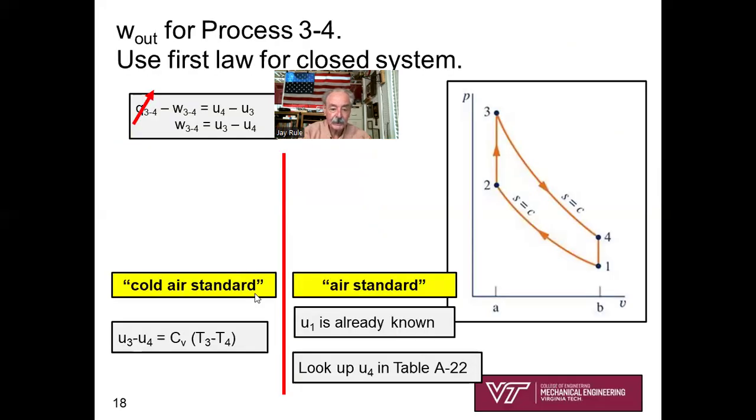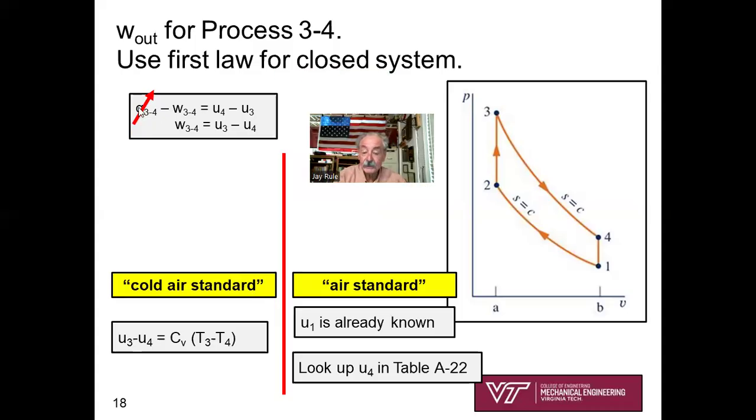Okay, so process 3 to 4, Q is 0, so 0 minus W from 3 to 4 is simply U4 minus U3, or in other words, the work from 3 to 4 is U3 minus U4. And so U3 is already in it. We've already looked up U3. So we will look up U4 in table A22 and solve for the work from 3 to 4 using our air standard model. If we're over here on cold air standard, you see that U3 minus U4 is simply cv, a number, times T3 minus T4.